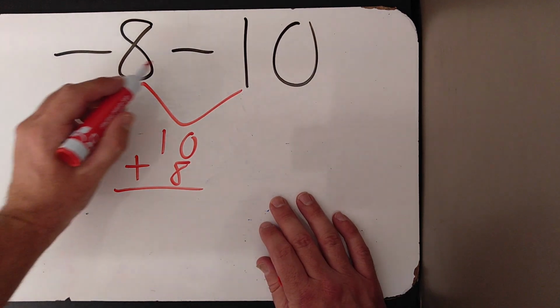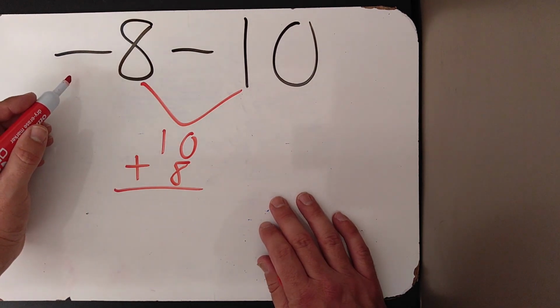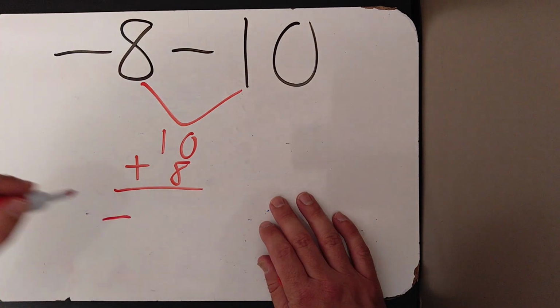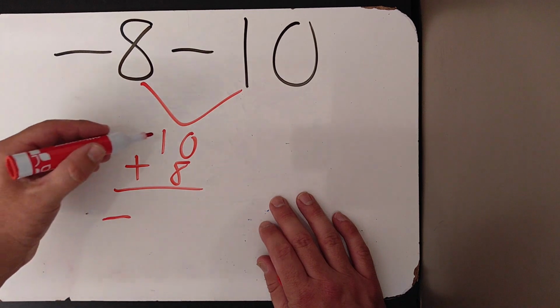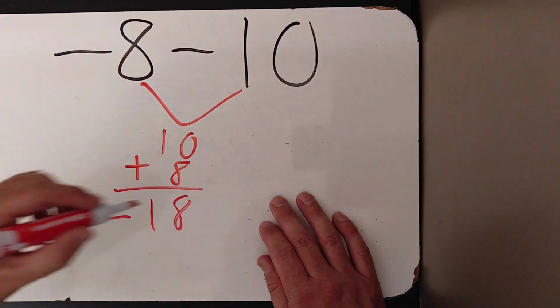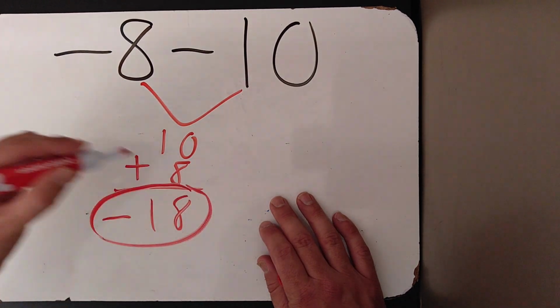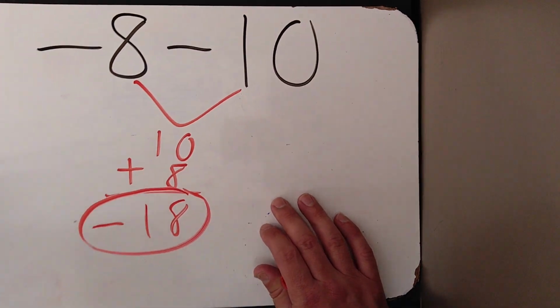Since they are both negative numbers, you know the answer is going to be a negative number. So you would just take the two negatives and add them together. 10 plus 8 is of course 18. And the answer would be negative because both of those signs are negative.